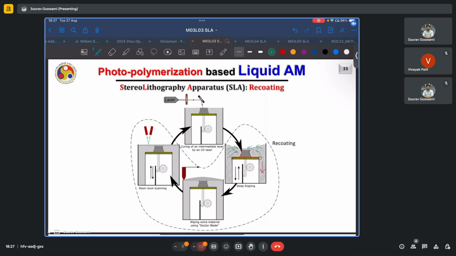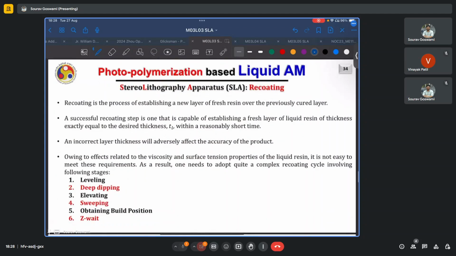Now, once this extra volume of liquid has flown over the pre-built part, the build platform rises again. A doctor's blade or a recoater blade, as the name may be, is used to wipe out most of the excess material from the top of this pre-built layer, only to leave resin of a thickness which is desired, say TL. There is a scanning system in place which ensures that the requisite height of the resin has been achieved, and then the process continues. Thus, it establishes a new layer of fresh resin.